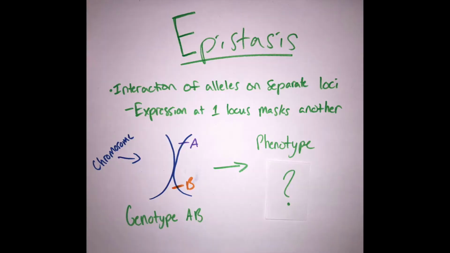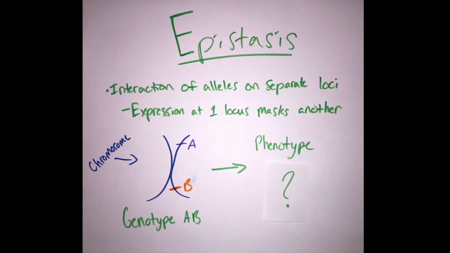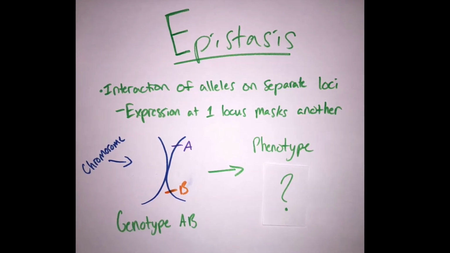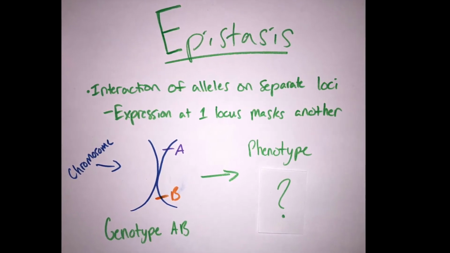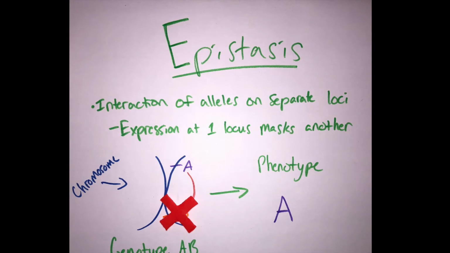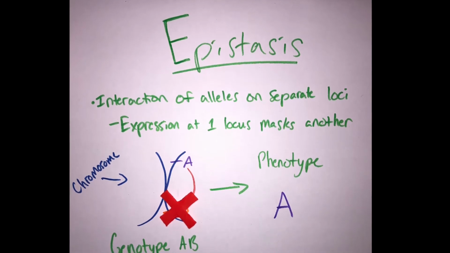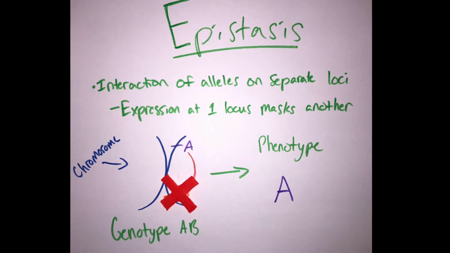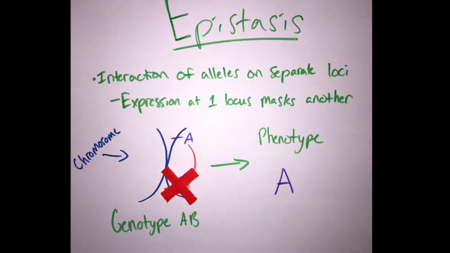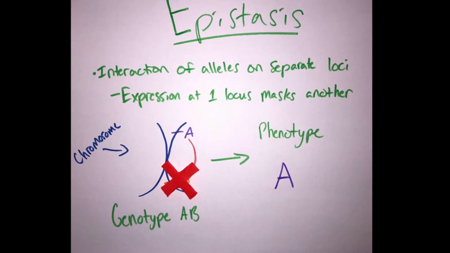To start, epistasis is the result of interactions of alleles at different loci that cause the expression of alleles at one locus to mask or change the expression of alleles at a different locus. The gene that does the modification and is expressed is known as epistatic, while the other is the masked gene. Because of epistasis, several genotypes can result in the same phenotype.